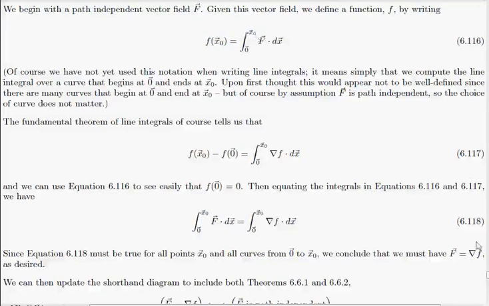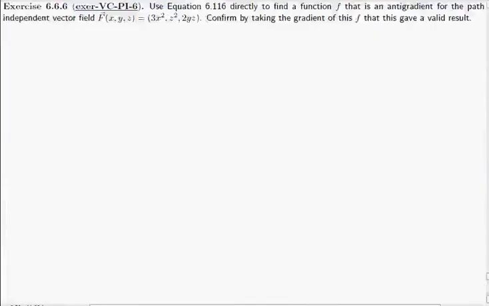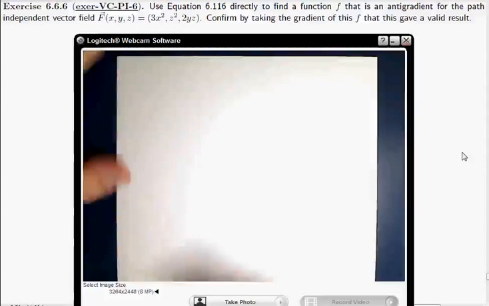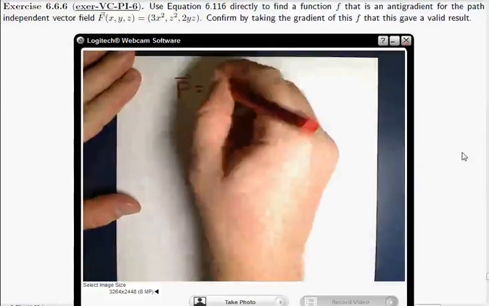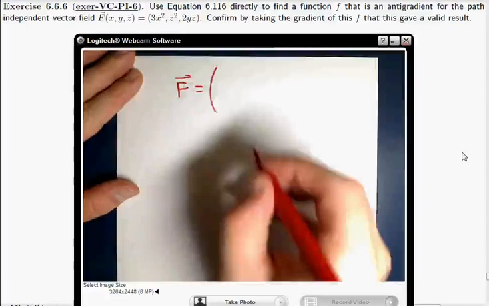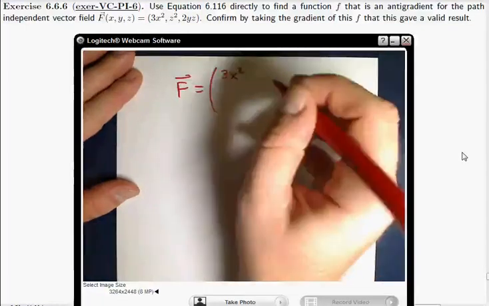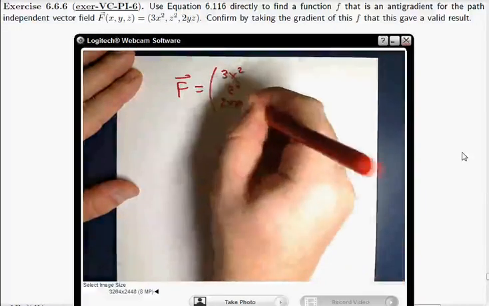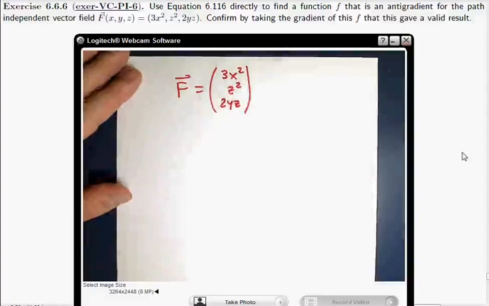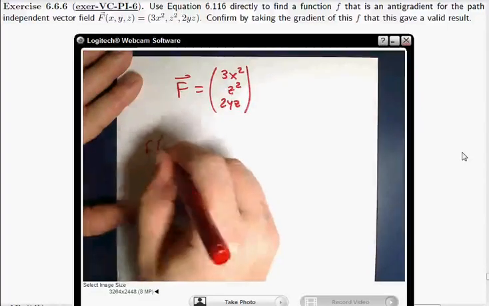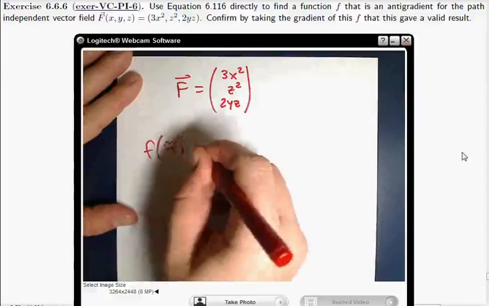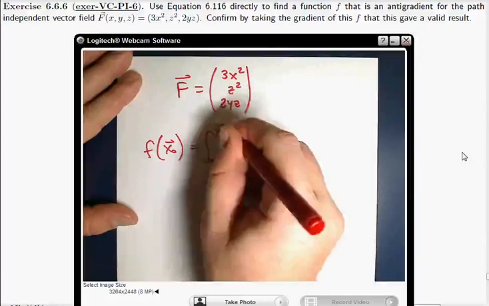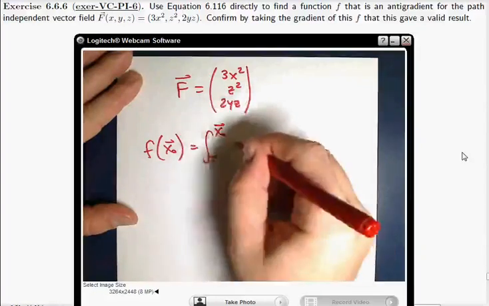Okay. So let me go back here. So we've got our vector field. Let's see here, 3x squared, z squared, and 2yz. Okay, so I'm going to define my new function f at the point x naught to be, as required, the integral from 0 to x naught of this field dot dx.